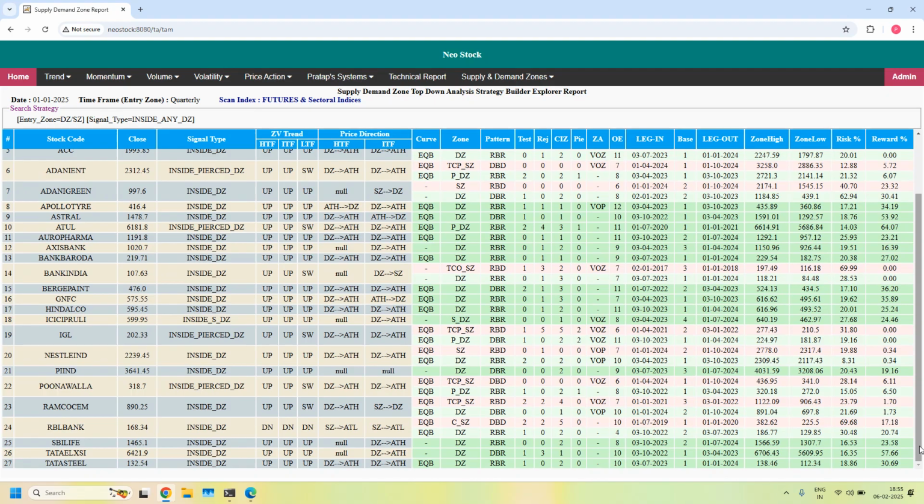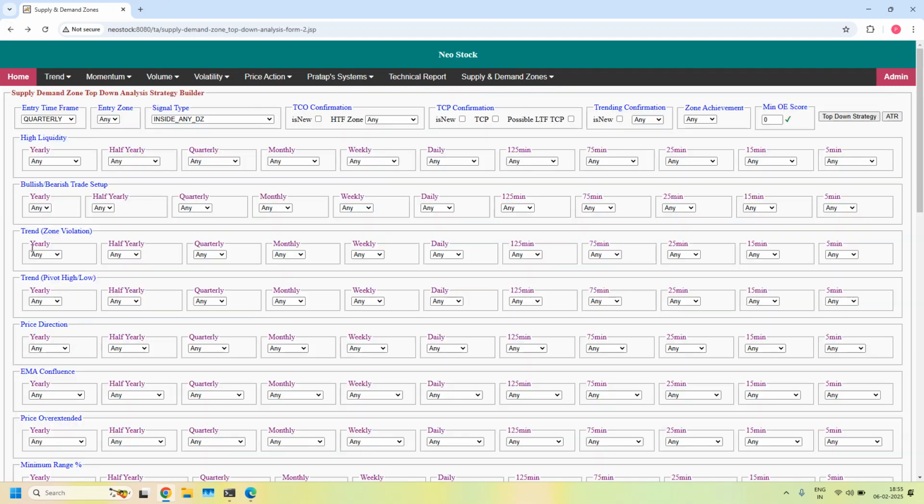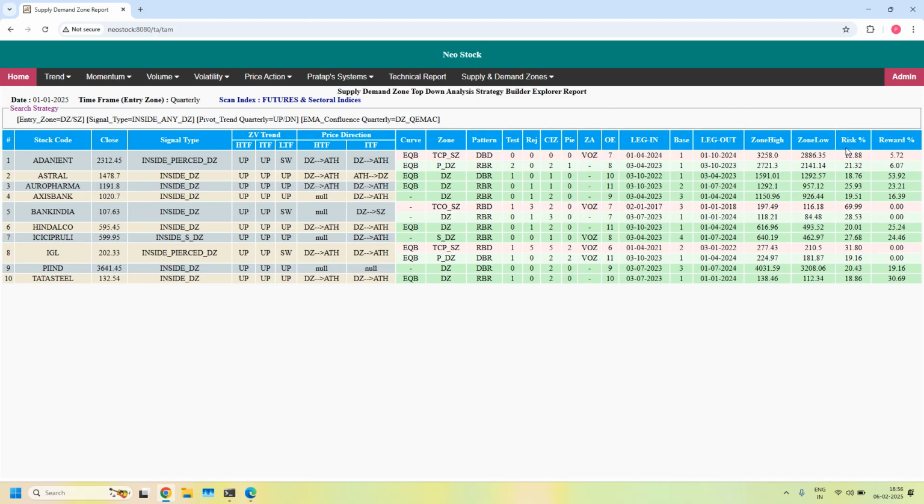Now we can further filter this list based on quarterly demand zone with quarterly EMA confluence. So in the EMA confluence at quarterly time frame, I am setting the filter quarterly demand zone having quarterly EMA confluence, and the trend on the quarterly time frame is either up or down. With these filters, we got 10 stocks.